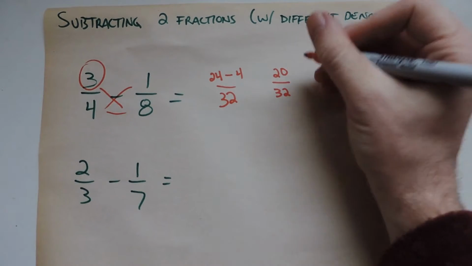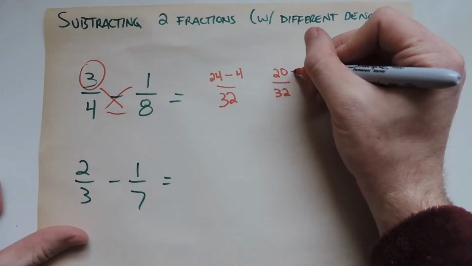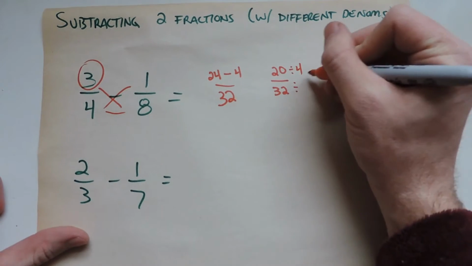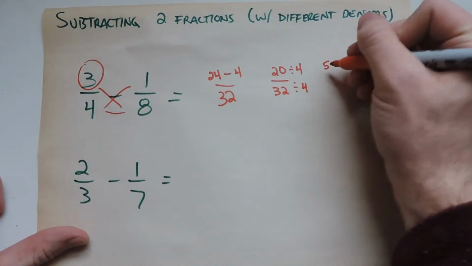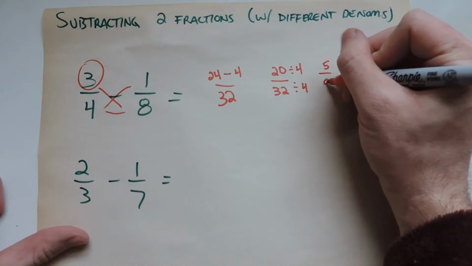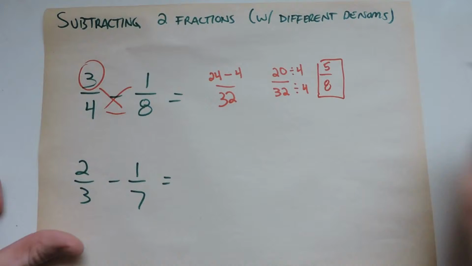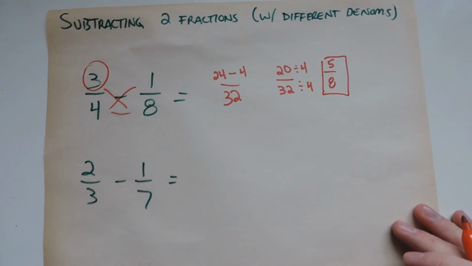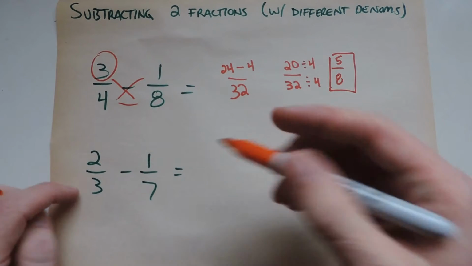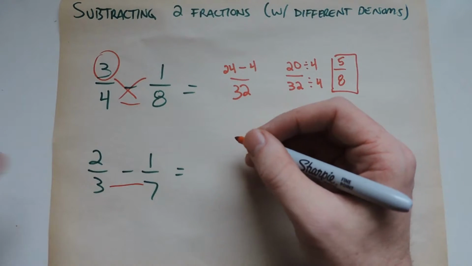And we reduce it by, looks like we can take a 4 out of both. And so we get 5 over 8. And that's our fraction. So this is super easy once we get the hang of it. You just have to remember the rule, I guess.